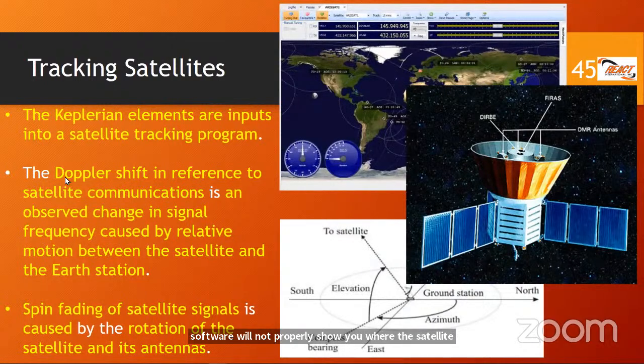Okay, so another exam question. The Doppler shift in reference to satellite communication is an observed change in the signal frequency caused by relative motion between the satellite and the Earth station. So again, similar to an ambulance, when it's coming towards us and as it goes away from us, we'll notice an observed change in the frequency or the pitch. The same thing happens with the satellite as it goes overhead. It's coming towards us, and therefore the frequency is compressed, and as it goes away from us, it's elongated.